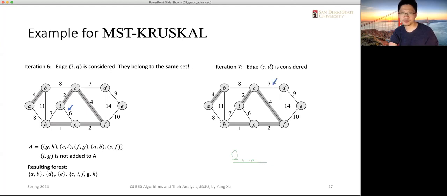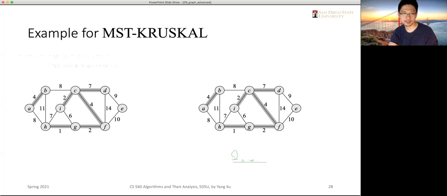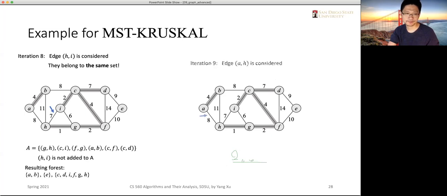So it will be, for example, C to D. CD will be added because it will merge into a new, larger set. The next one is also skipped because H and I are already in the same set. And the next one, AH, can be added.